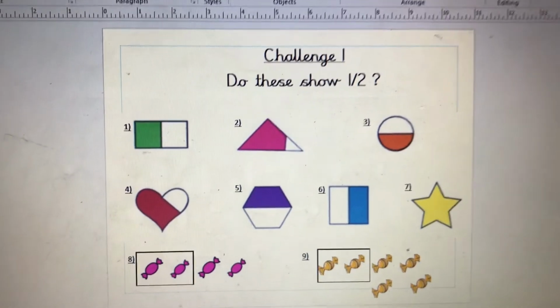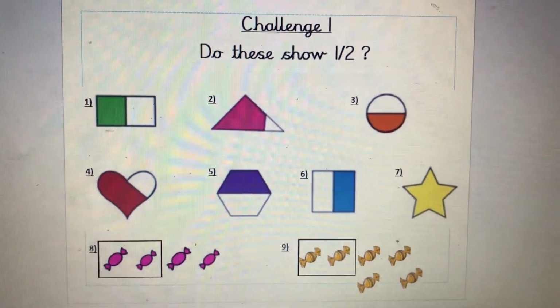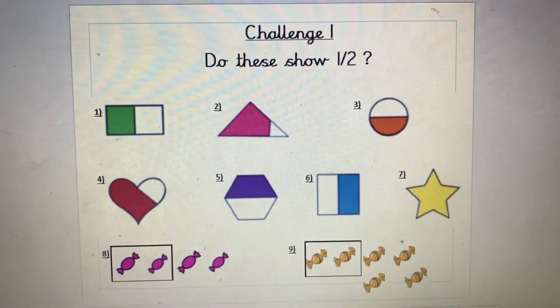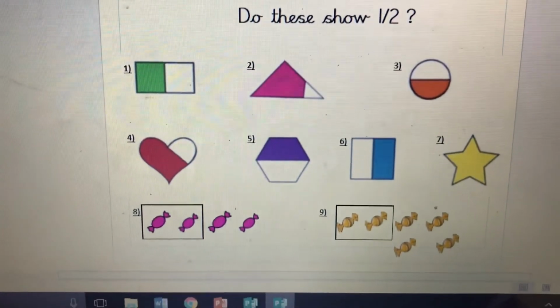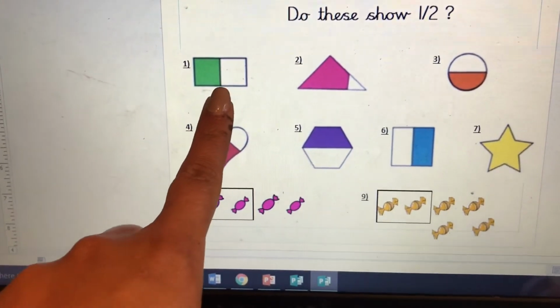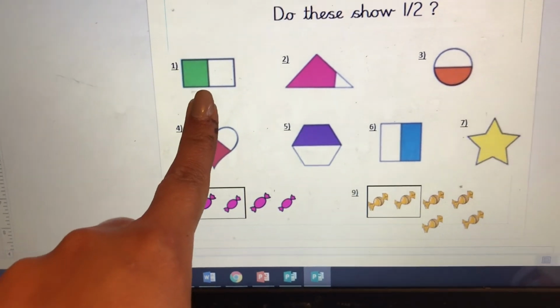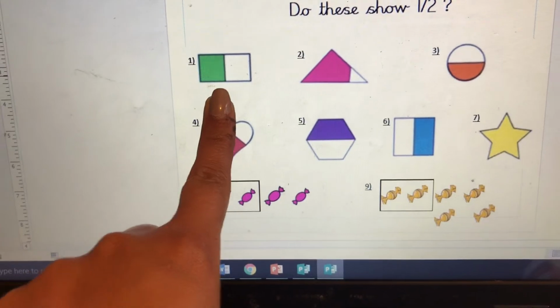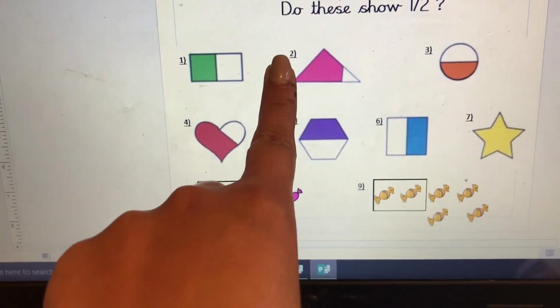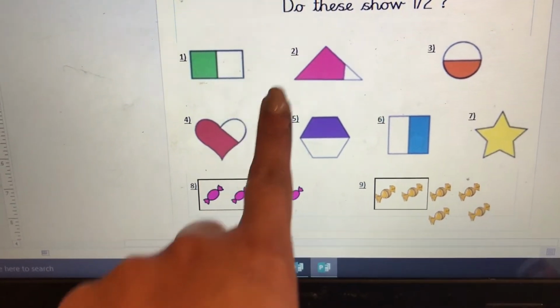My question to you is, do these show a half? All the way through, I want you to think about the STEM sentence. 2 equal parts make my whole. I have 1 of those equal parts. Is that true about these shapes? First one here. 2 equal parts make my whole. I have 1 of those equal parts. If you think yes, that's true, give it a tick. If you think it's not true, you put a cross.